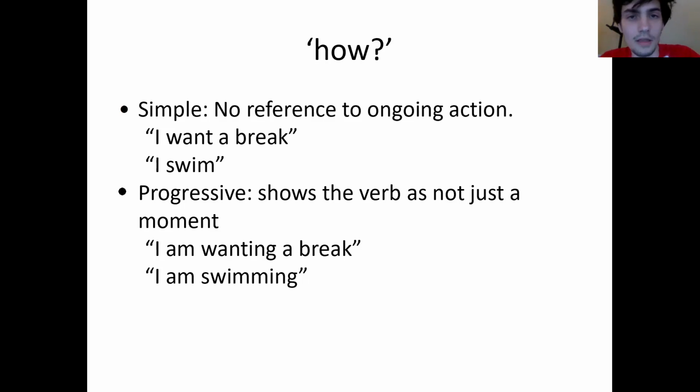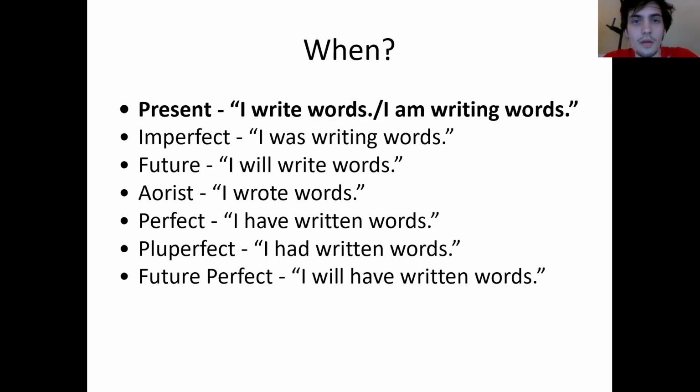Let's continue on, and we'll show you more examples as it comes up. As for the question of when in the present tense, this is where we get our different forms of tense. We have present tense, I write, or I am writing words. This can either be simple or progressive.